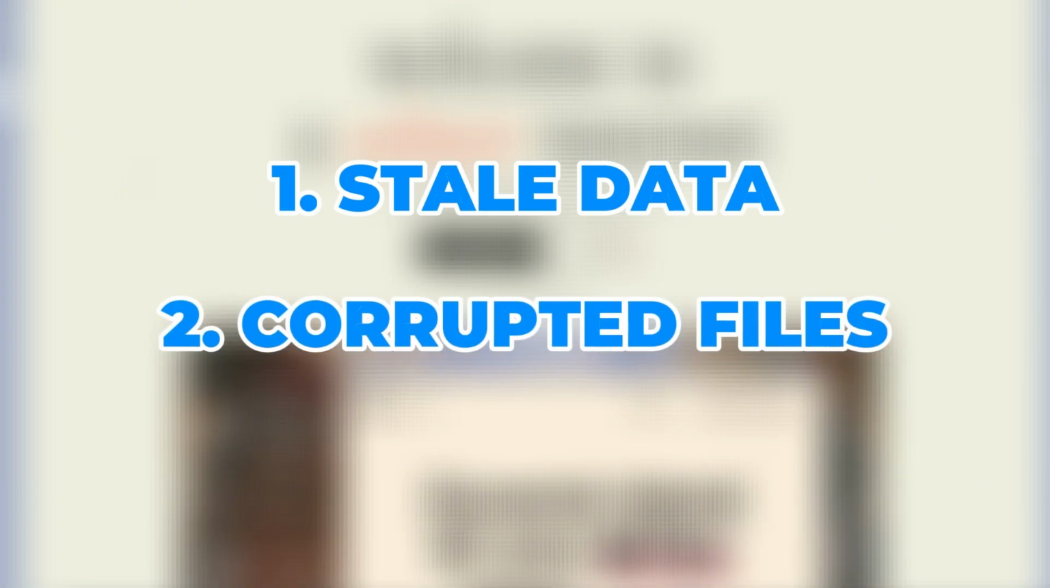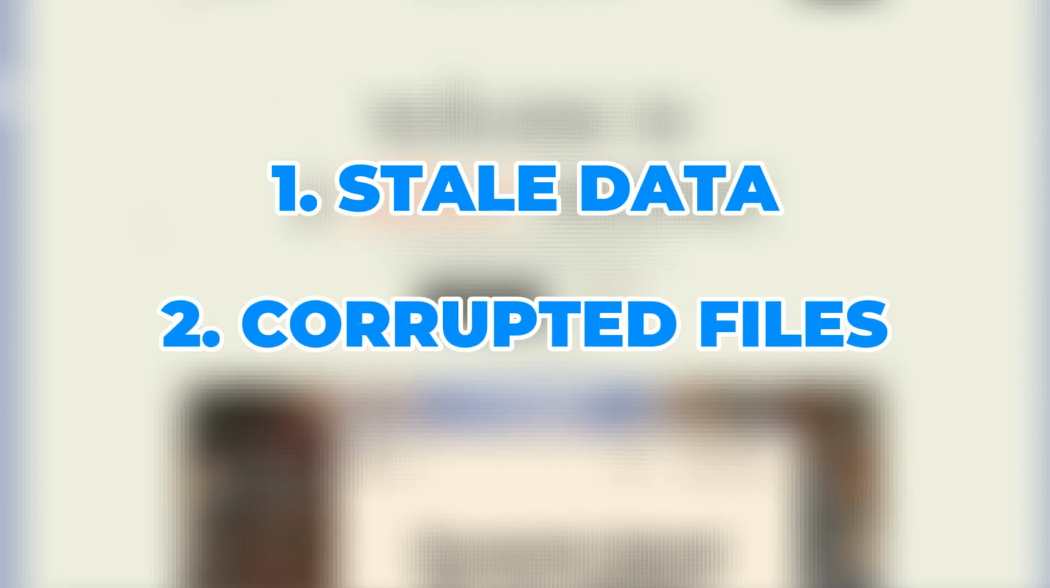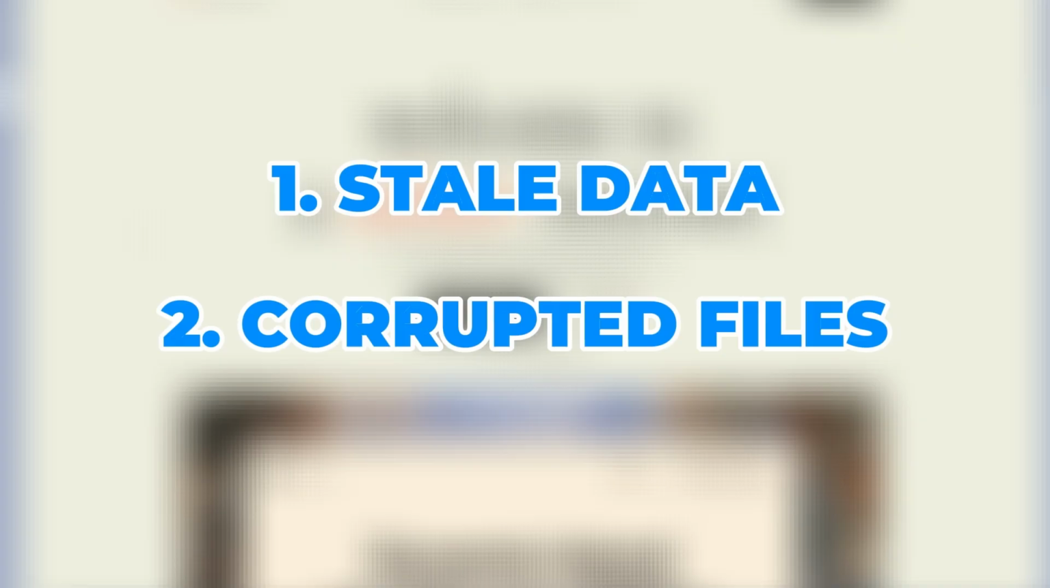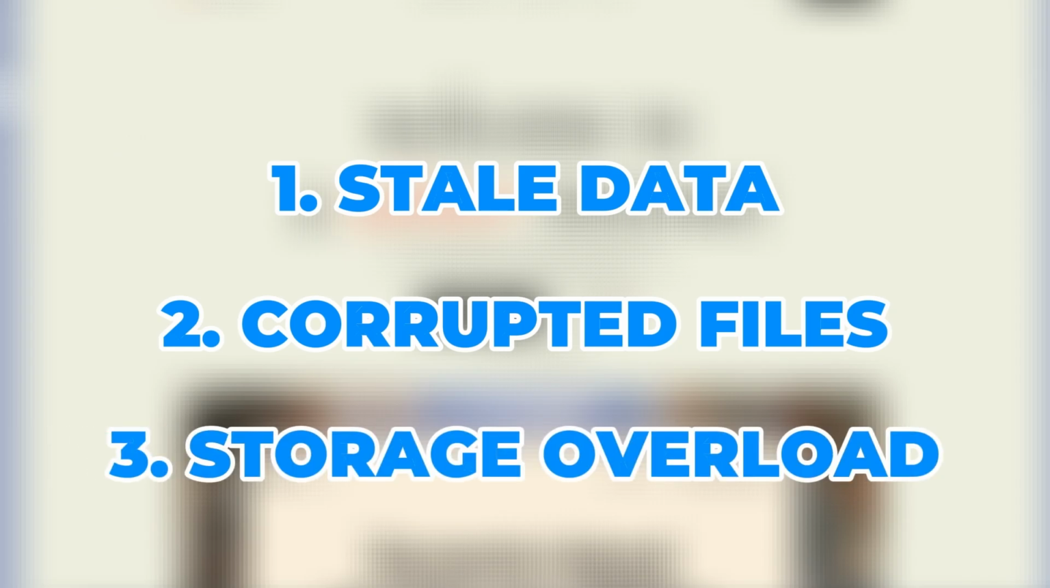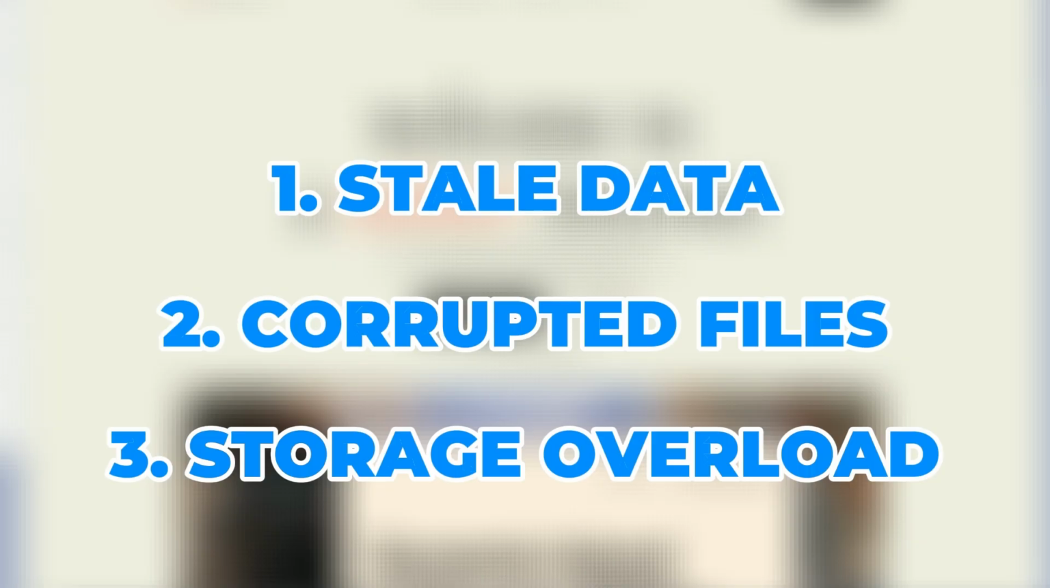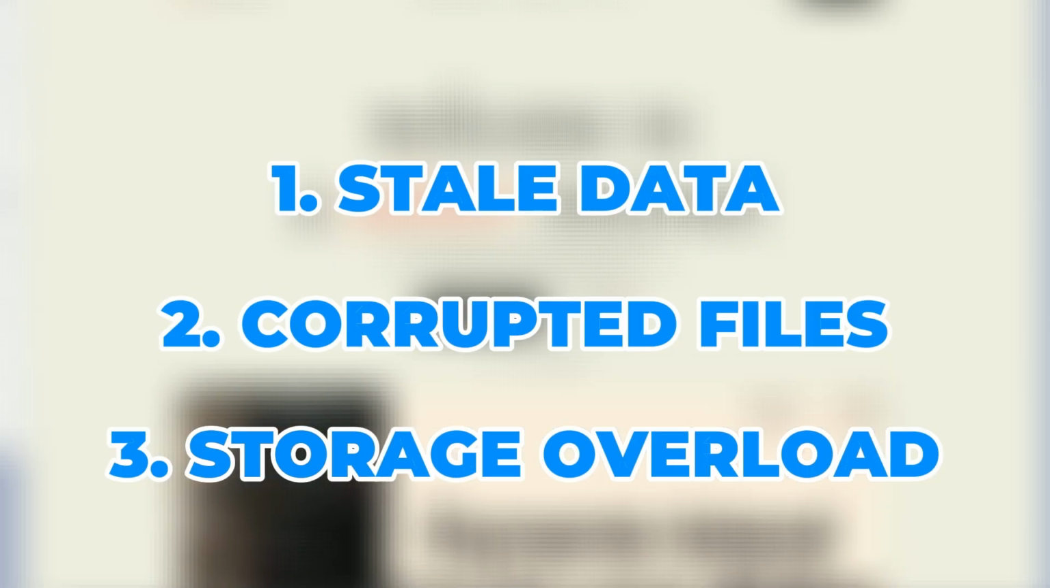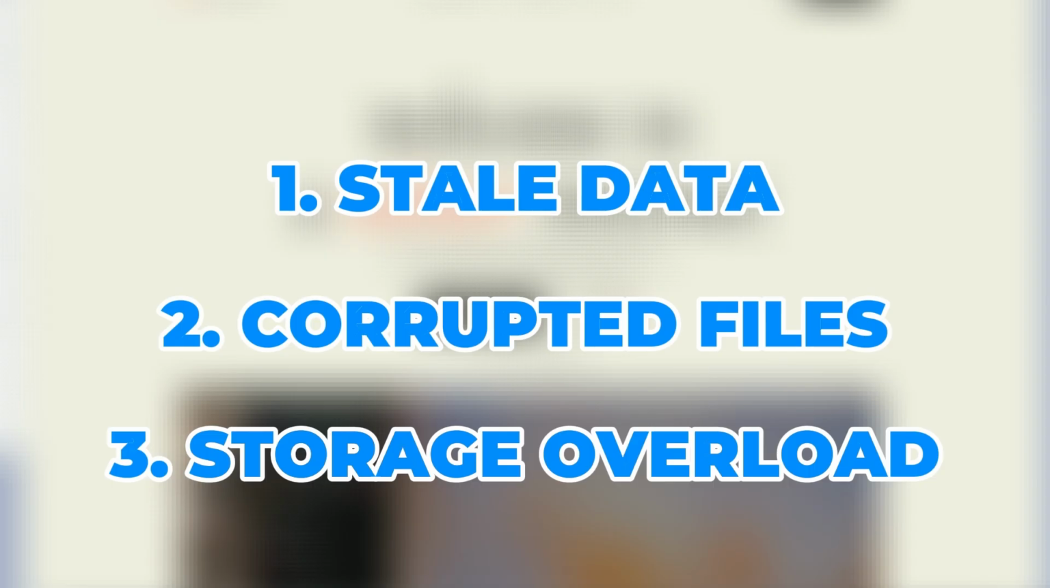Second, corrupted files. If the browser crashes or your internet flickers while saving data, those broken files can stay in your memory, preventing pages from loading at all. And finally, storage overload. While Zen manages your cache automatically, a massive buildup of old data can eventually slow down your system. Clearing it forces a fresh connection, ensuring you're always seeing the fastest, most secure version of every site.